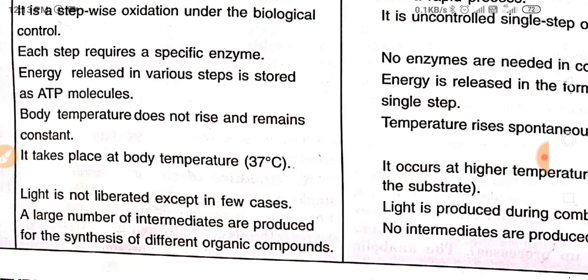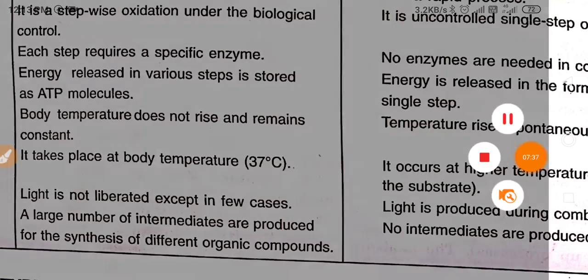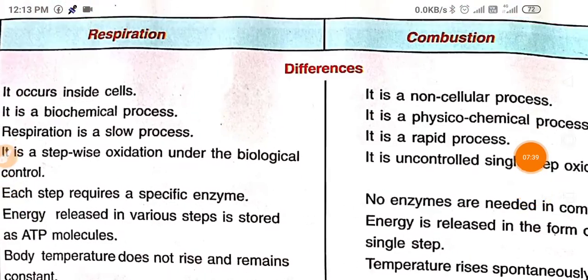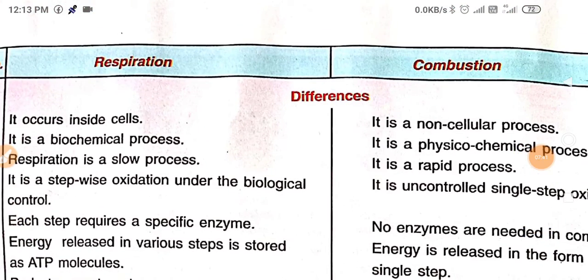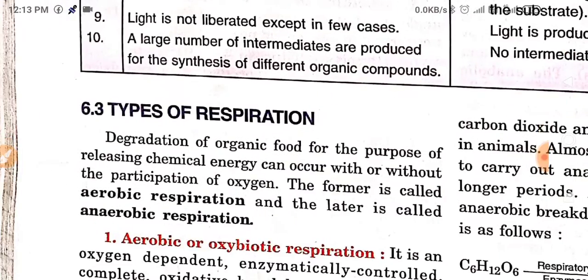A large number of intermediates are formed in respiration. No intermediate compounds or materials are formed in combustion. So these are the differences between respiration and combustion. Now we move to the types of respiration.